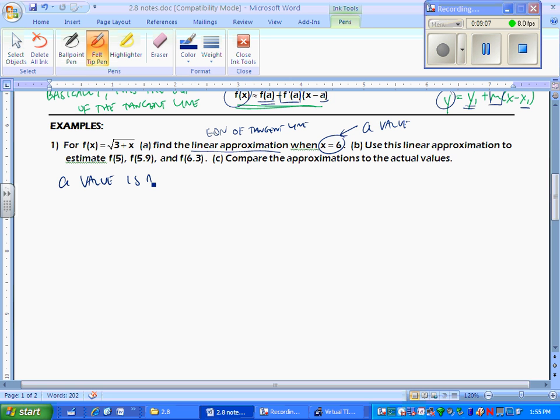A value is always a nice value. And what I mean by that, nice value, is something that we can plug into the equation and figure out in our head without having to do it with the calculator. Right? We can put 6 into this equation. Square root of 3 plus 6 is just 3. We can figure that out. So the a value is always the nice value.